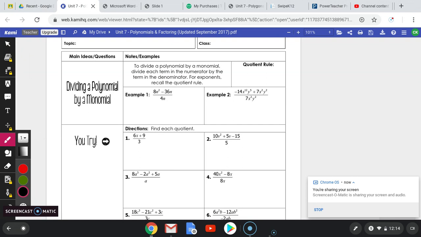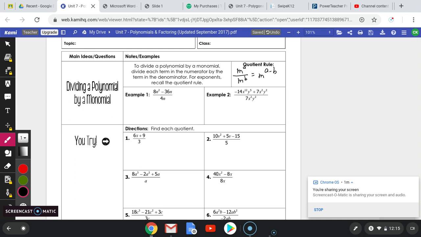So remember, if I have something like m to the a power divided by m to the b power, it's the same thing as subtracting the exponents. So if I look here at examples, and I'm just going to do a couple because this can be a little tedious, let's look at example 1. We've got 8n squared minus 36n divided by 4n.